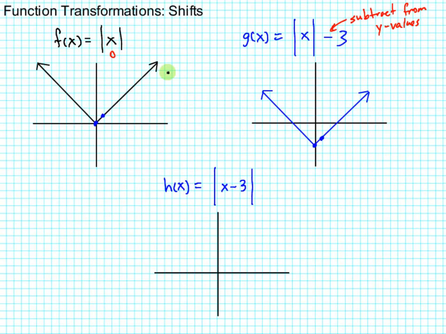So every x value here is going to be 3 more than every x value here. So we have to add to the x values. So we have to add 3 here to counteract the subtraction of 3. So that means 0, 0 now. The x value is going to be 3, the y is still going to be 0, so we get 3, 0. And so every ordered pair, the x is going to increase by 3, so that correlates to a shift right by 3 units. So you'll end up with this graph.